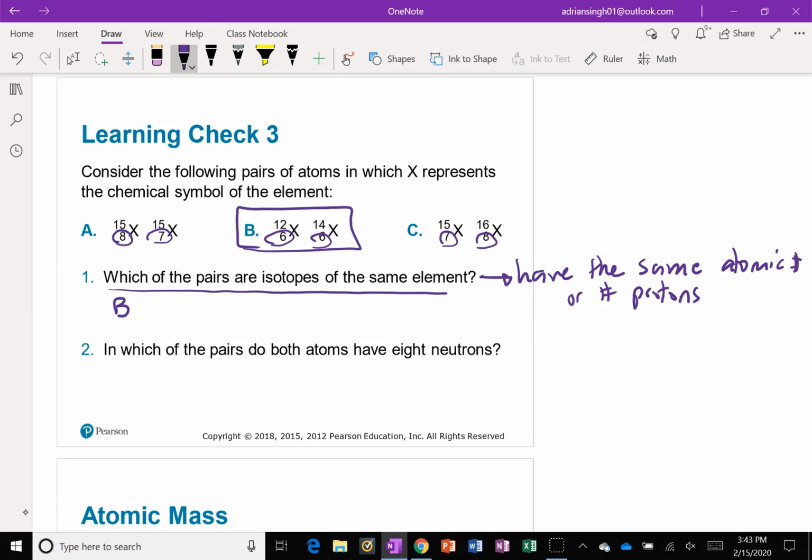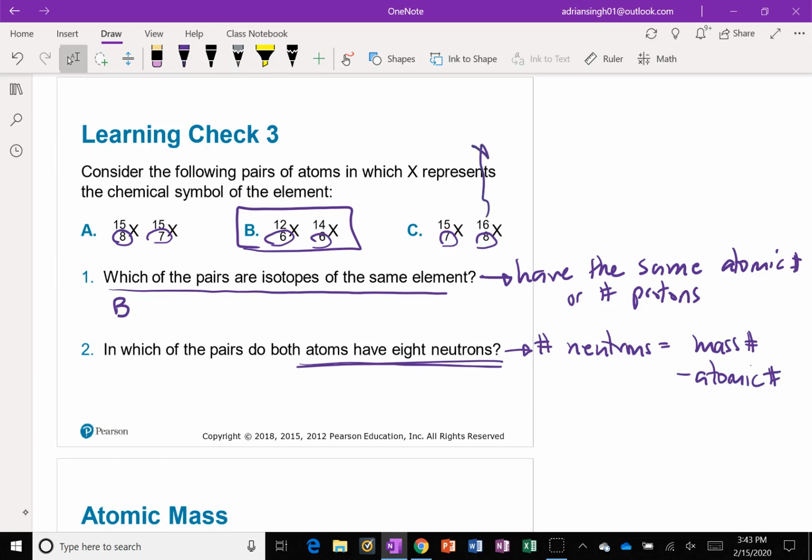And then we can do a little bit of calculation to see in which pairs do both atoms have 8 neutrons. Well, to calculate the number of neutrons in each of these, we just take the mass number, which is the number on top, and we subtract the atomic number, which is the number underneath. Right, so this one here on the right would have 8 neutrons. This one here is also going to have 8 neutrons. 15 minus 7 gives us 8. 16 minus 8 gives us 8. This one here is going to have 8 neutrons. 14 minus 6 is 8. 12 minus 6 is going to give us 6 neutrons for that one.